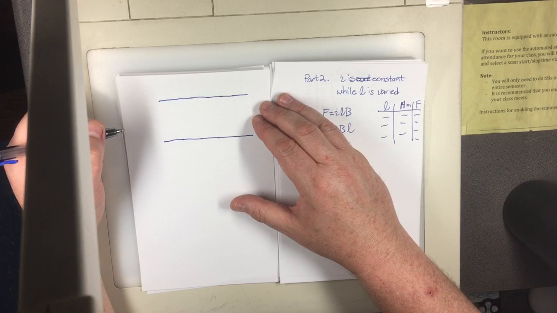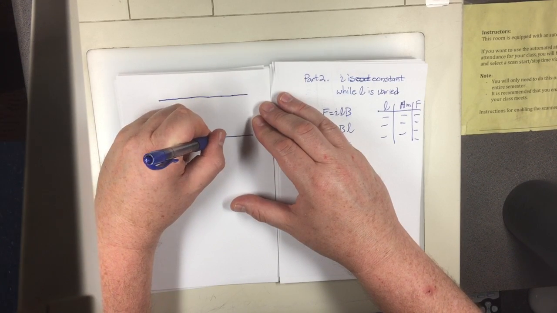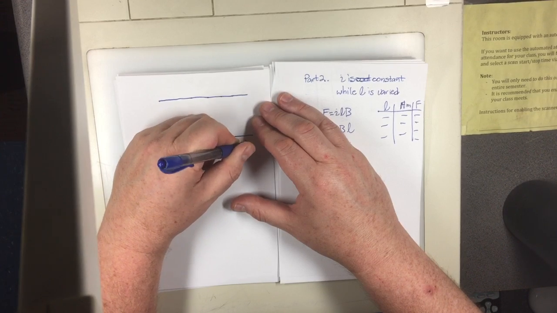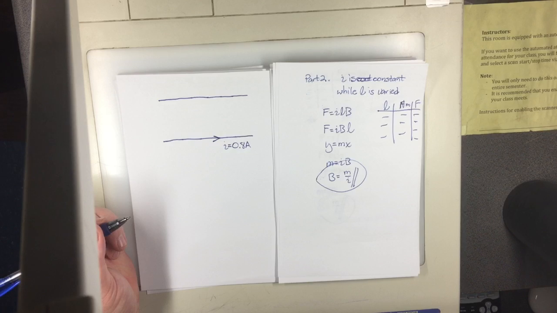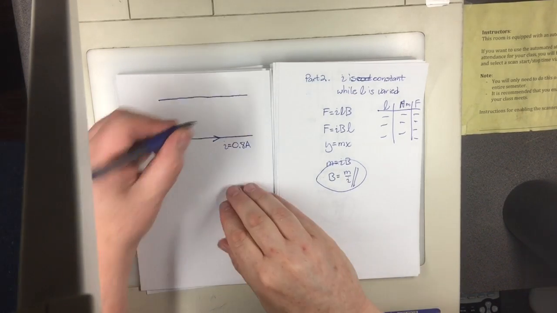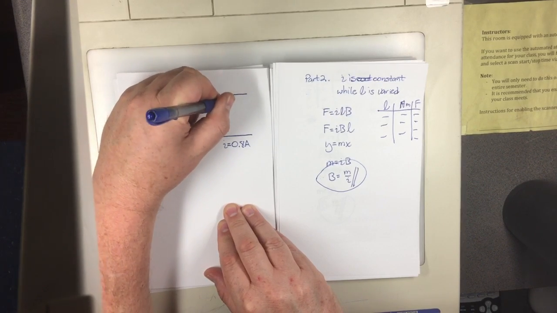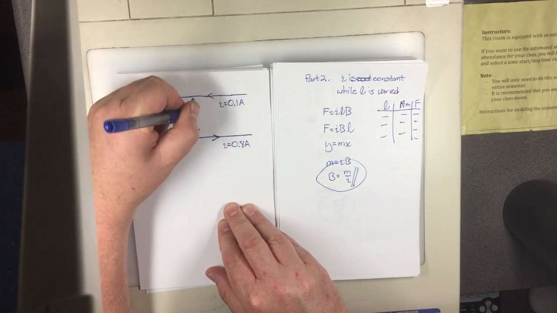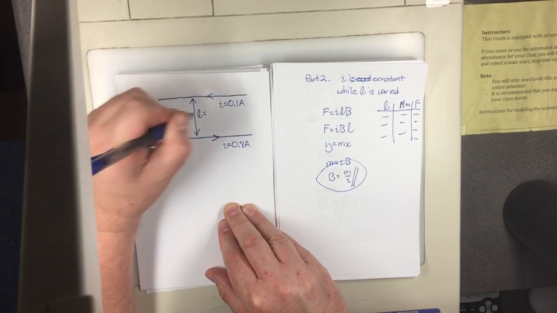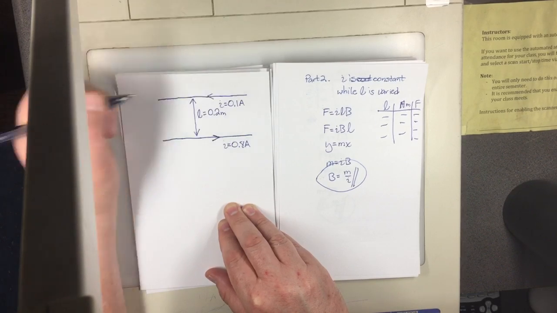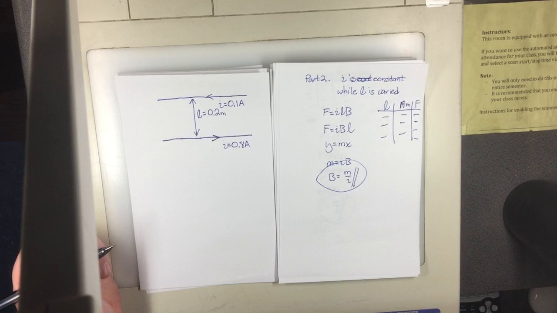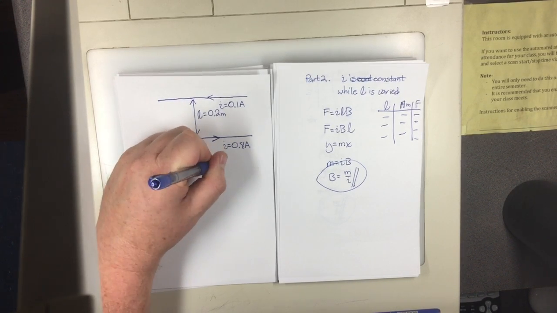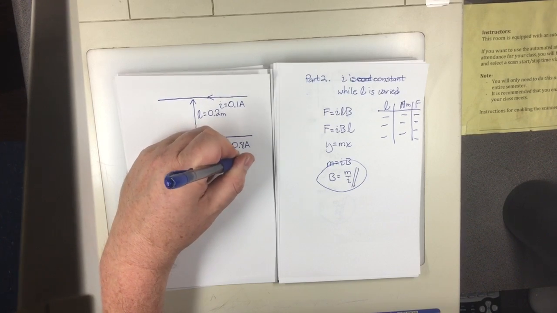And what I want to know is, I have a current going through here, the I is 0.8 amps. The current going through here is 0.1 amps. And then the distance from there to there, I'll call that L, and that is 0.2 meters. And what I want to know is, where is the B field 0?